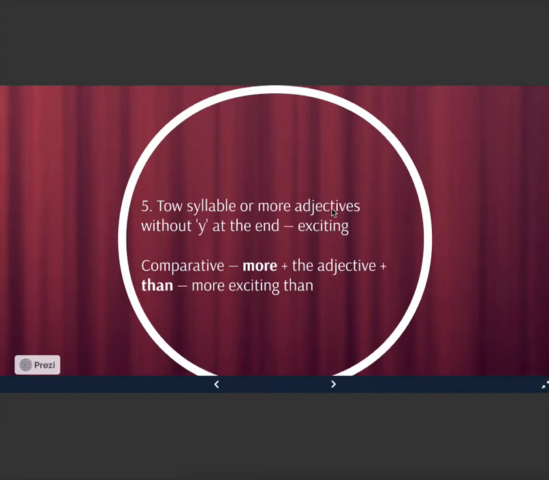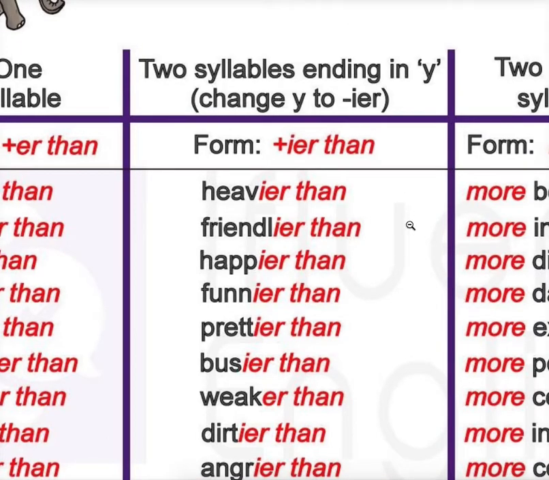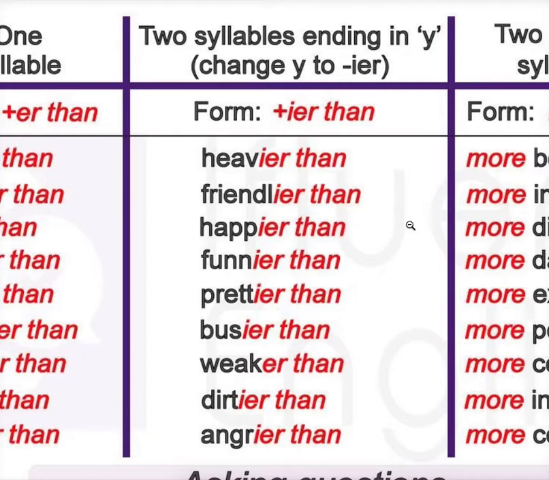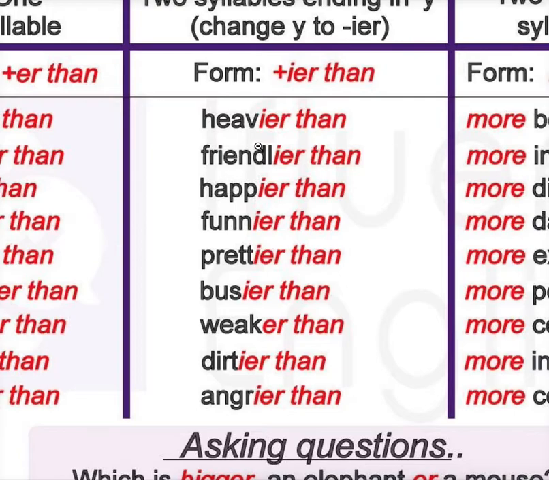Two-syllable or more adjectives without y at the end, like exciting, are going to have this word: more plus the adjective plus than. More exciting than. I am going to explain this one step by step, but before that, I want you to see this part. So remember this rule. Two syllables ending in y, you have to change the y for ier. And then done. So for example, here we have some examples.